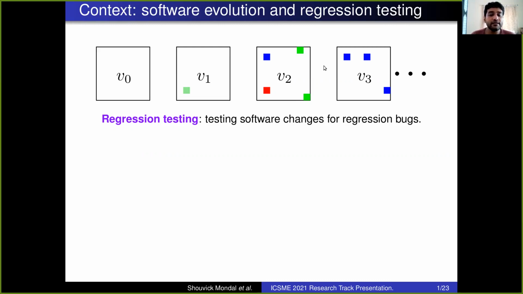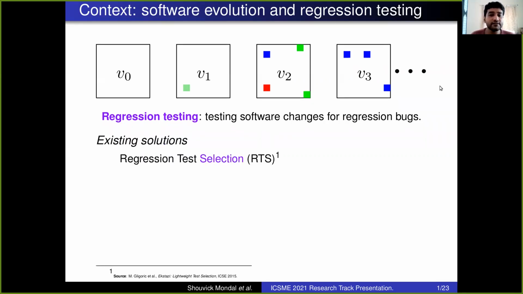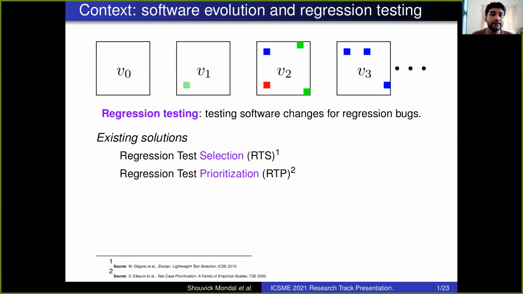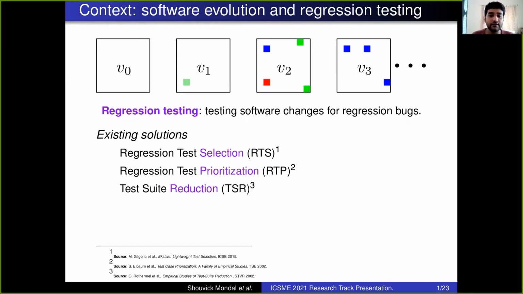So regression testing is testing software changes for regression bugs, and the efficiency of regression testing is important. The existing solutions in this space are regression test selection, where only the test cases impacted by the changes are executed. Regression test prioritization, where test cases maximizing a criterion, that is the criterion of fault detection, are executed prior to those that are not capable of revealing faults earlier. And the third is test suite reduction.